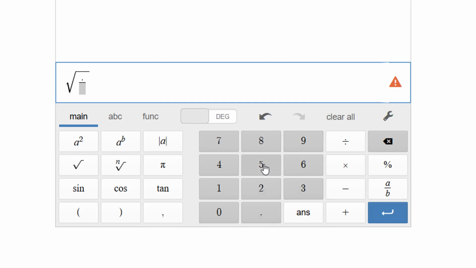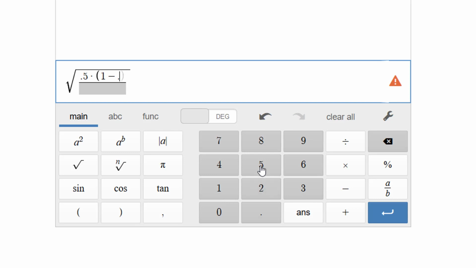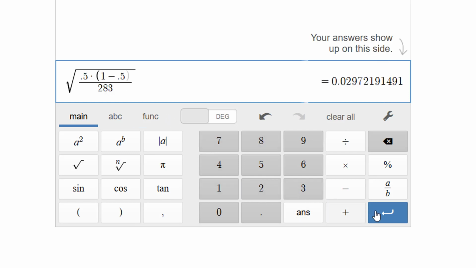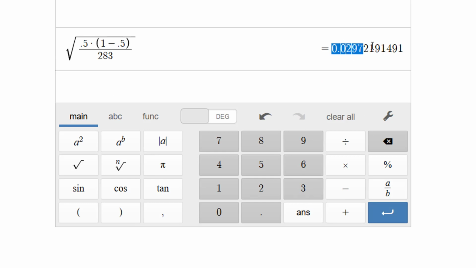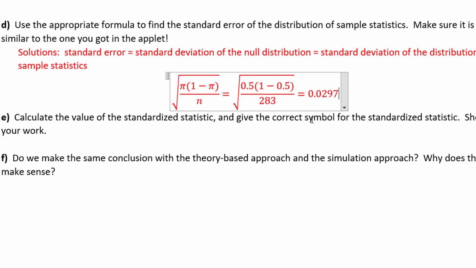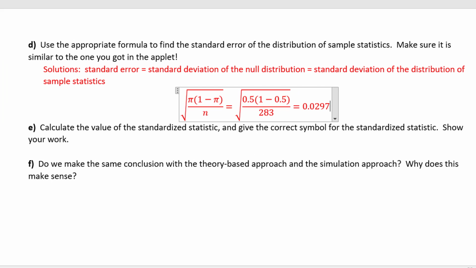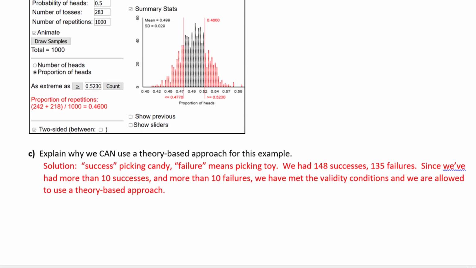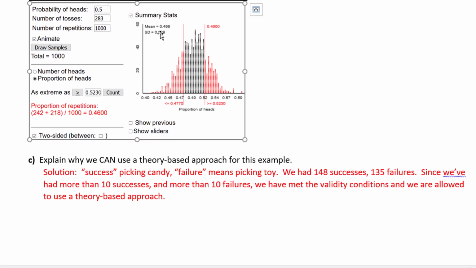And then you can just basically type it in the way that you see it on your paper. So I'm doing 0.5 parentheses 1 minus 0.5, and then I click my cursor into the denominator and type the 283. And then when you press enter, it gives you your answer, 0.0297, etc. So 0.0297 is what I got for the answer there. All right, and it does ask us to go ahead and compare that back. Now notice, this calculation is involving the proportion of successes. So I should be comparing this back in my simulation standard deviation to the one involving proportions. The standard deviation from my simulation was 0.029, so it's very accurate.